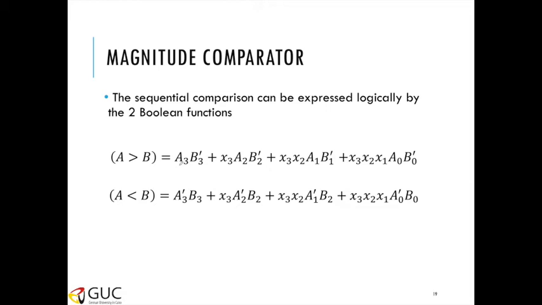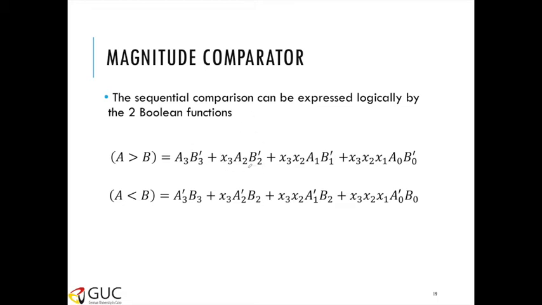However, if A is 1 and B is also 1, then B3 dash here is going to be 0, and this expression will no longer give us what we're expecting. So this is going to evaluate to 0, and we have to move on to checking the next expression.